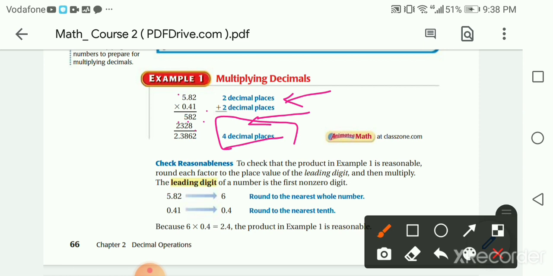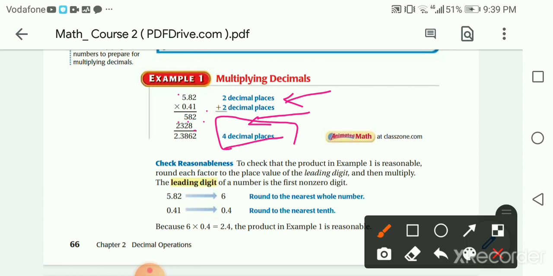As you see, I left a space in the second row. Then it gives me the answer 2.3862. So how many decimal places do I have here? I have 4 decimal places, as you see.